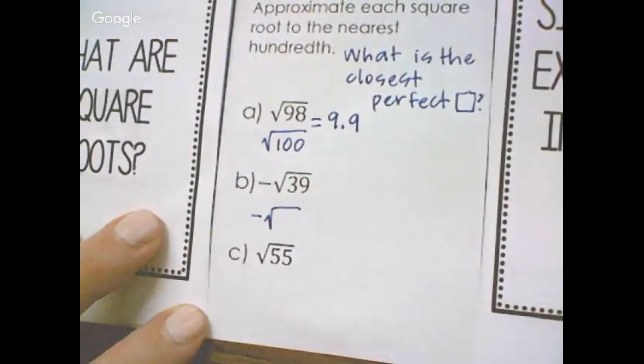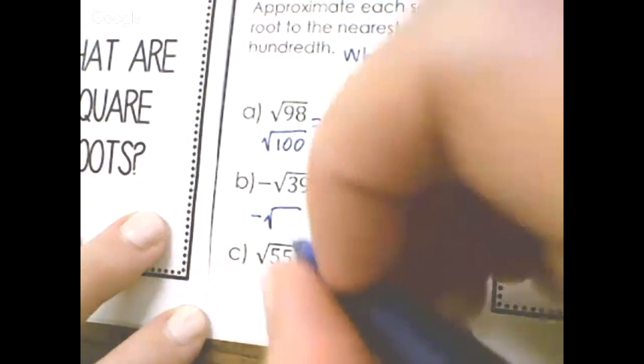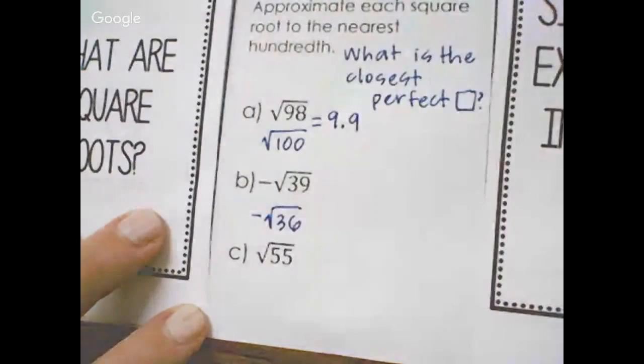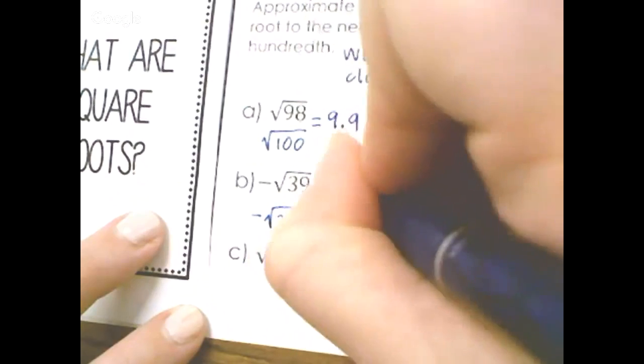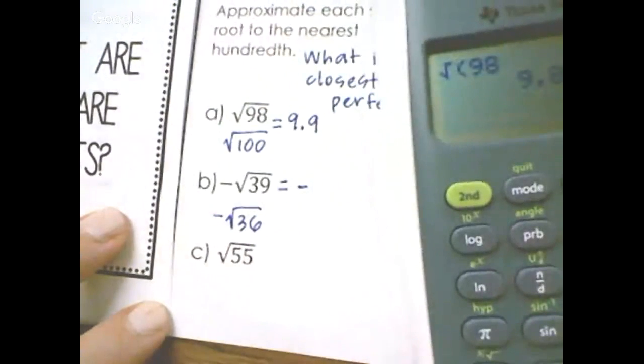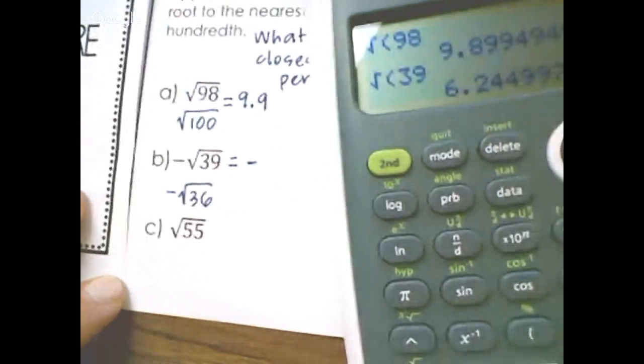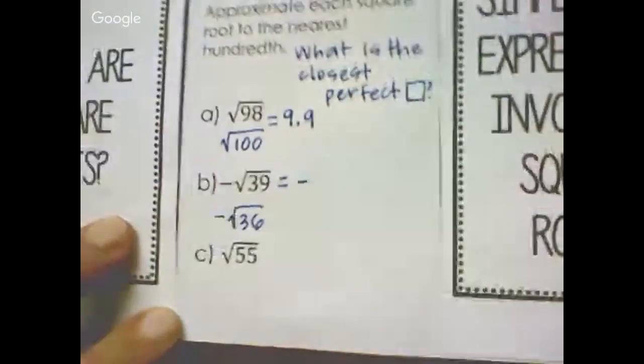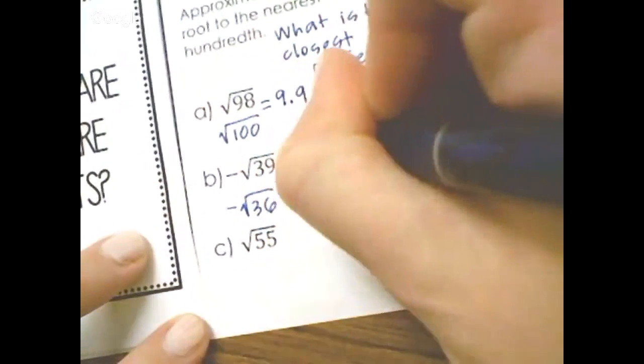Negative square root of 39. I know that's close to, let's see, I have 36 and I have 49. It's closest to 36. So it should be about negative 6. Let's see. So I know it's negative. Let's see, square root of 39. It is 6.2. It is 6.2.